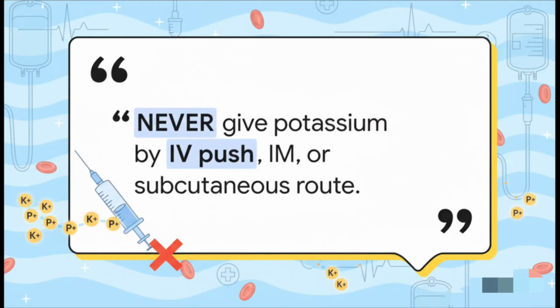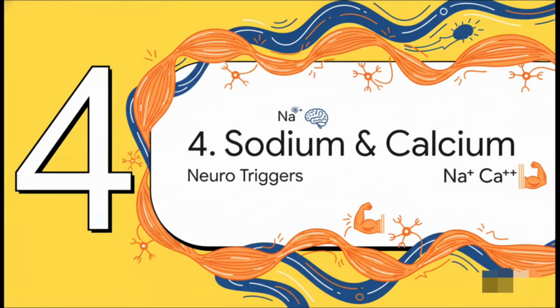Okay, everyone, listen up, because this is probably one of the biggest safety rules in all of nursing, and there are no exceptions. You never, ever give potassium by IV push. Pushing potassium straight into a vein is like a death sentence. It can literally stop the heart. It always, always has to be diluted in an IV bag and infused slowly over time. No shortcuts.